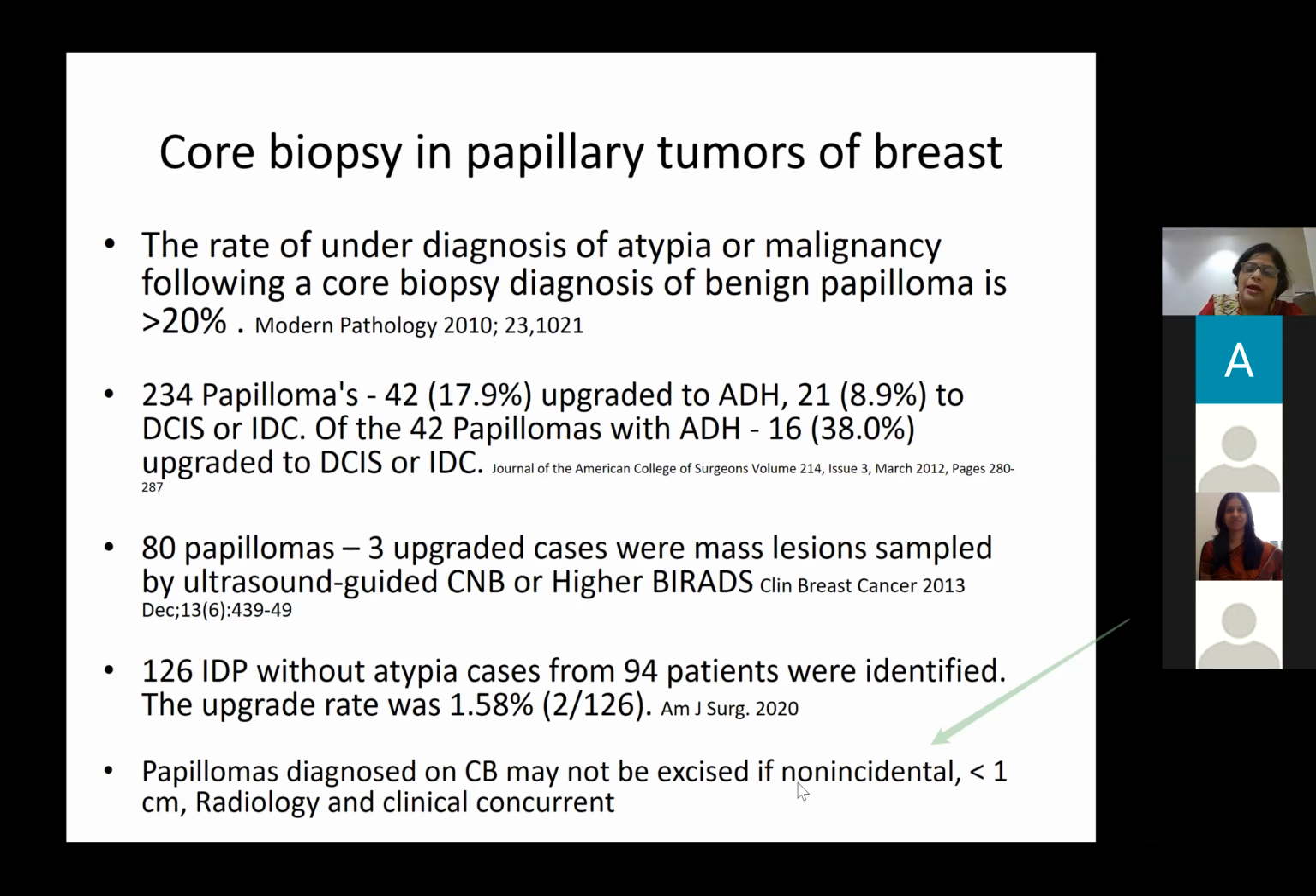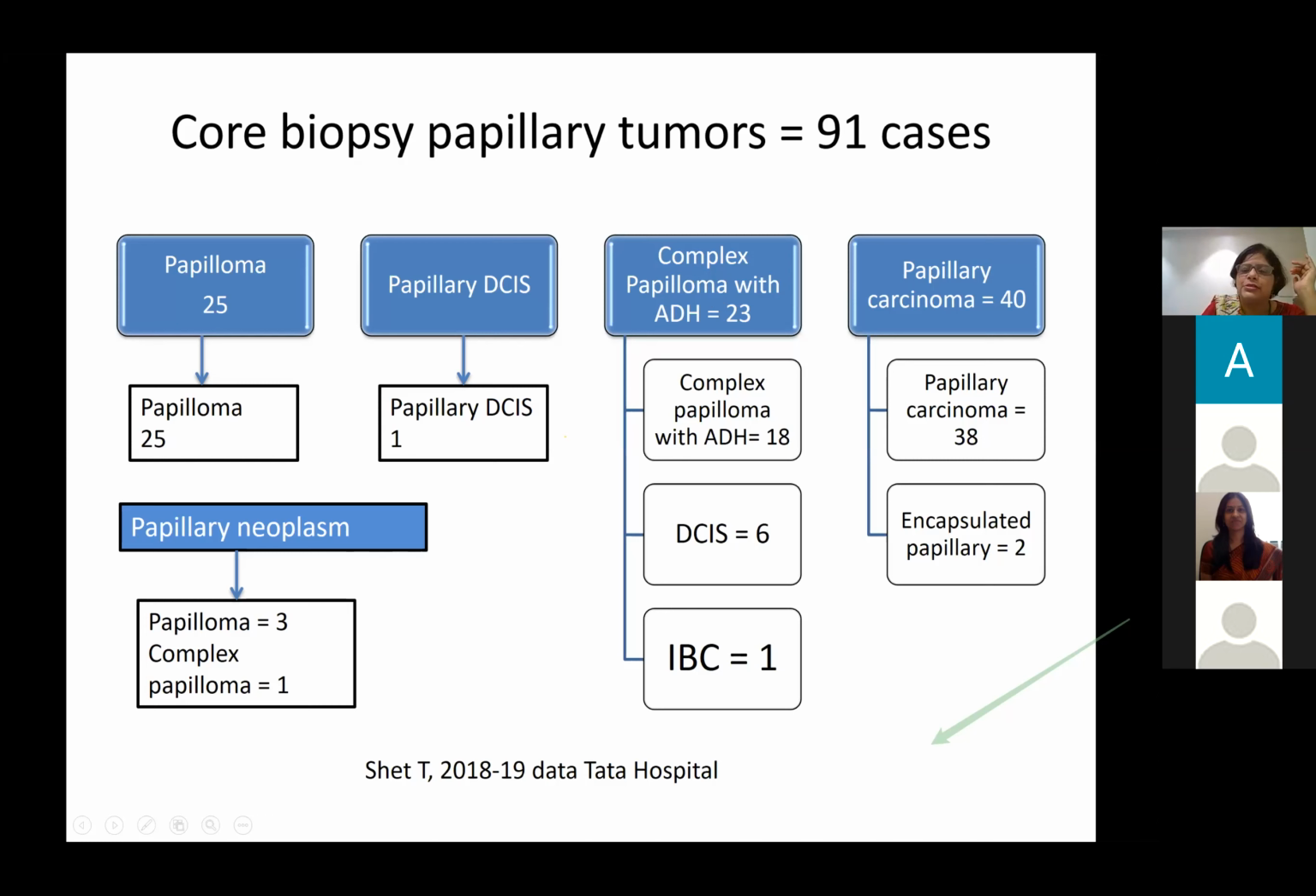on cytology. Coming to the core biopsy, this is TMH data of the last 2 years. You can see if I call something papilloma, it invariably turns out to be papilloma. The moment I call something as complex papilloma with atypical ductal hyperplasia, those are the ones that are worrisome, because out of 23, 18 continued to be that, but 6 of them had associated DCIS within the papilloma or outside the papilloma. One got converted to invasive breast carcinoma. If I call something as carcinoma on core, they remain carcinoma on core. And papillary neoplasms, at least in our hands, are usually papillomas.